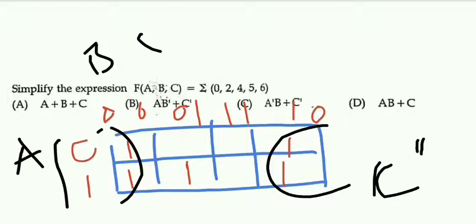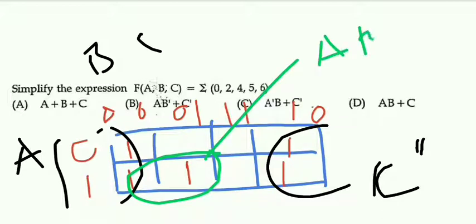And what is the other thing I can combine? I can combine these two. This part is A, B bar, C. This part is A, B bar, C bar. So what we get is A, B bar only. So this yellow gives A, B bar. So the ultimate answer is A, B bar plus C bar. A, B bar plus C bar is option B. So option B is the right answer.